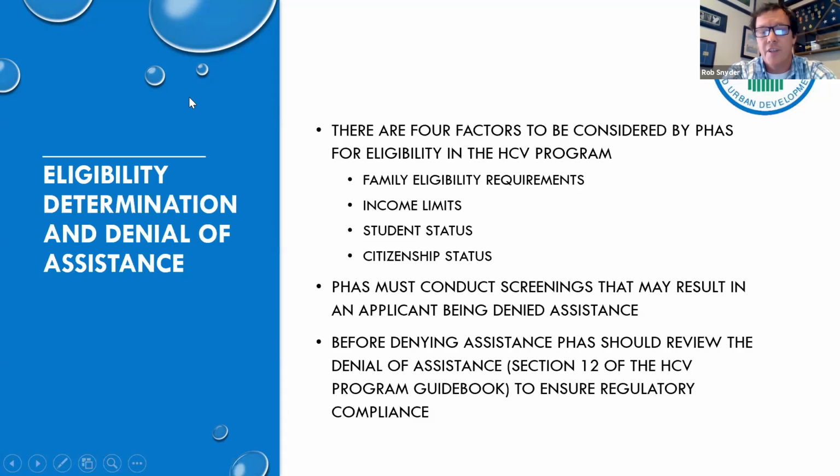So the 4 factors that I was just talking about, you guys can see them there on the screen, are family eligibility requirements, income limits, any student statuses, and citizenship status. The PHAs have to conduct screenings that result in applicants being either given or denied assistance. And then Chapter 12 of the guidebook talks a little bit about this. There are some compliance issues and regulatory compliance if assistance is denied, so it's highly recommended and mandatory that the housing authority review Section 12 of the guidebook because there are some requirements that go along with denial of assistance.